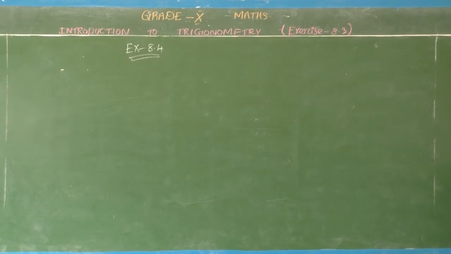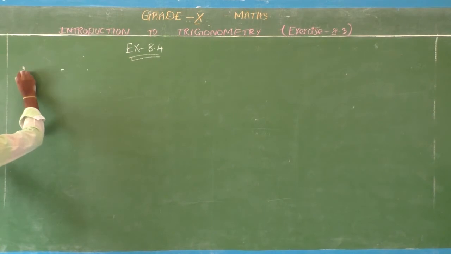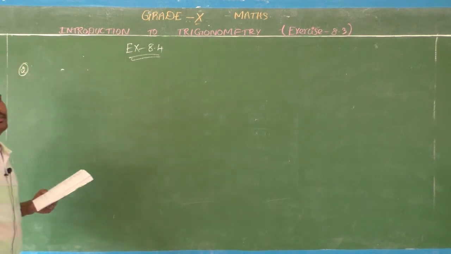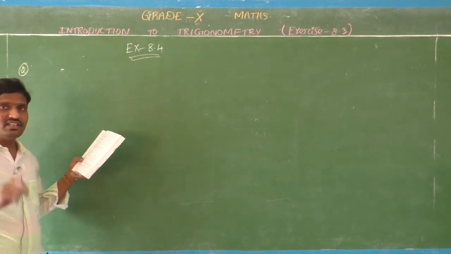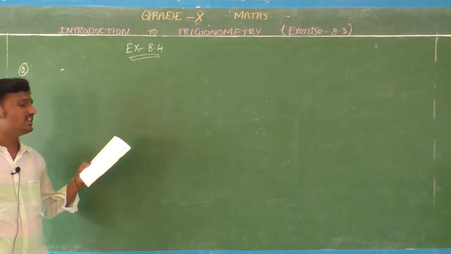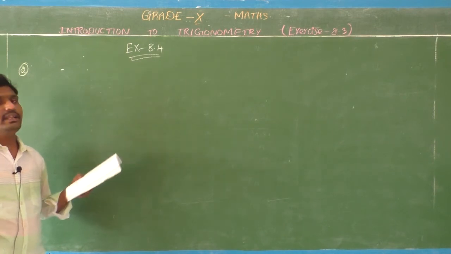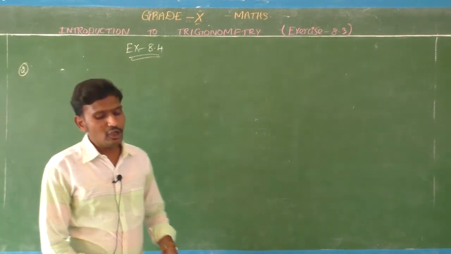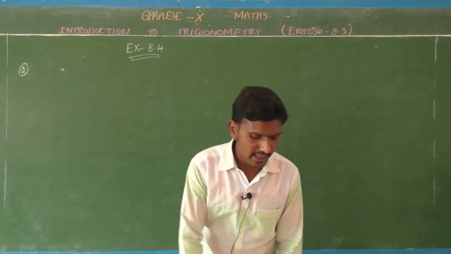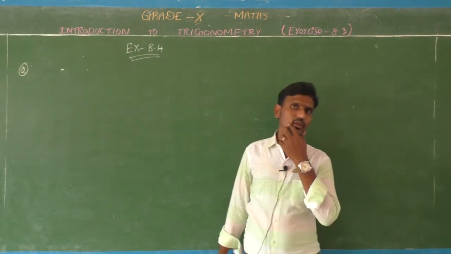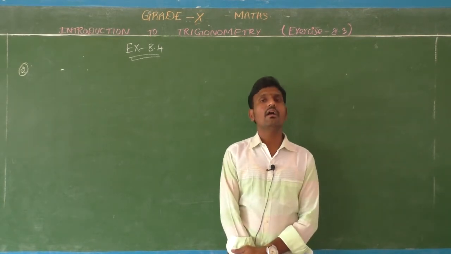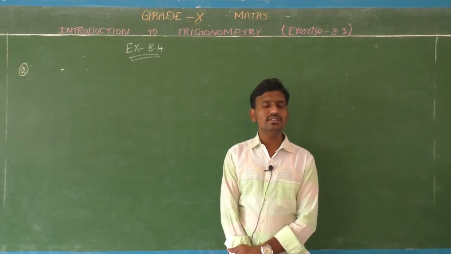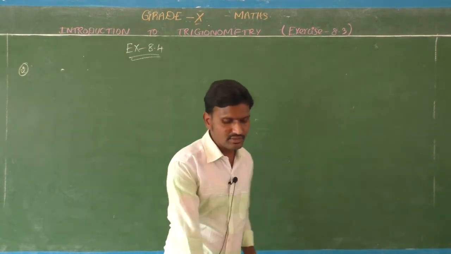Next question, students, question number 2, is also the same pattern. But here we need to take all the trigonometric ratios in terms of secant A. I am reading the question, listen: write all other trigonometric ratios of angle A in terms of secant A. In your previous question we completed it in terms of cot only, no? Here we need to take all the trigonometric ratios in terms of secant A.